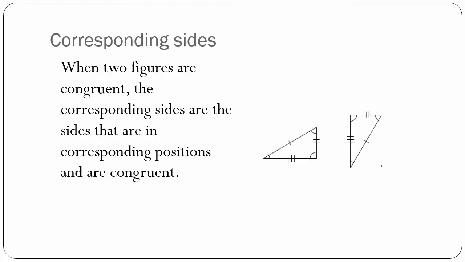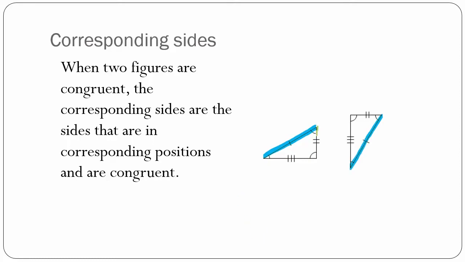Corresponding sides. When two figures are congruent, the corresponding sides are the sides that are in corresponding positions and are congruent. In this image over here, we can see that this side, which only has one tick mark, is congruent to this side, which only has one tick mark.